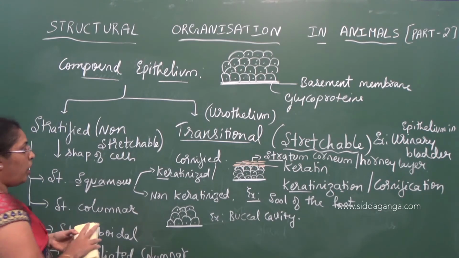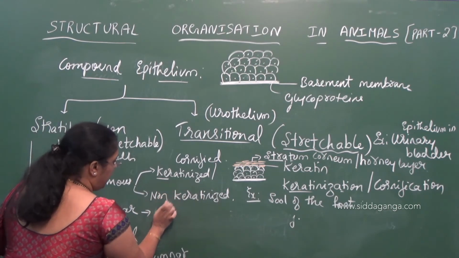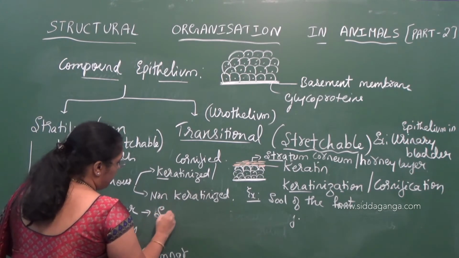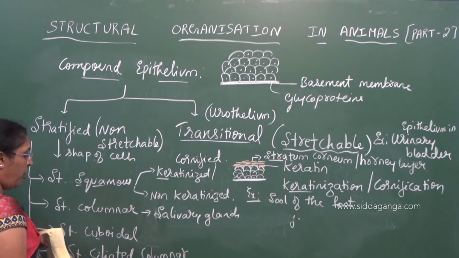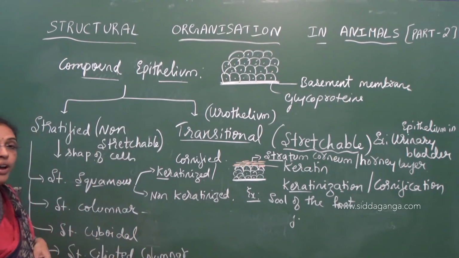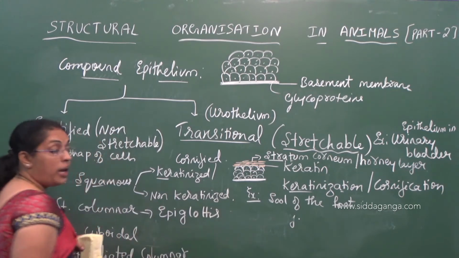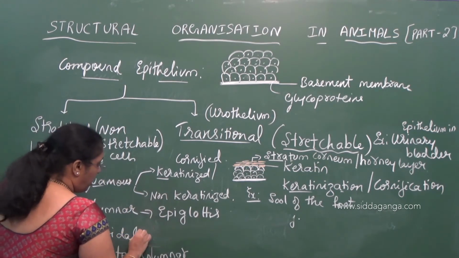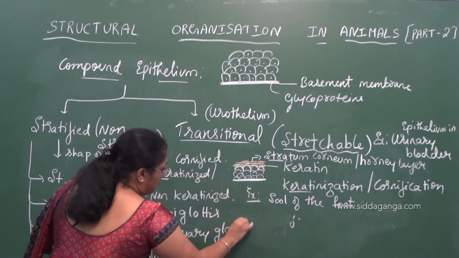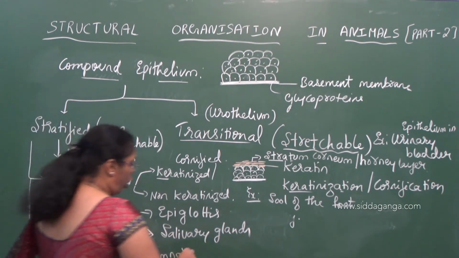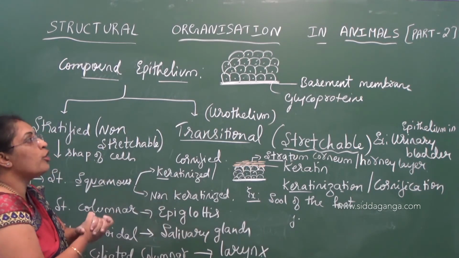And stratified columnar epithelium is seen in the salivary ducts of salivary glands. Stratified columnar epithelium is seen in epiglottis, whereas stratified cuboidal epithelium is seen in salivary glands, whereas stratified ciliated columnar epithelium is seen in larynx. Understood? So this is about compound epithelium.